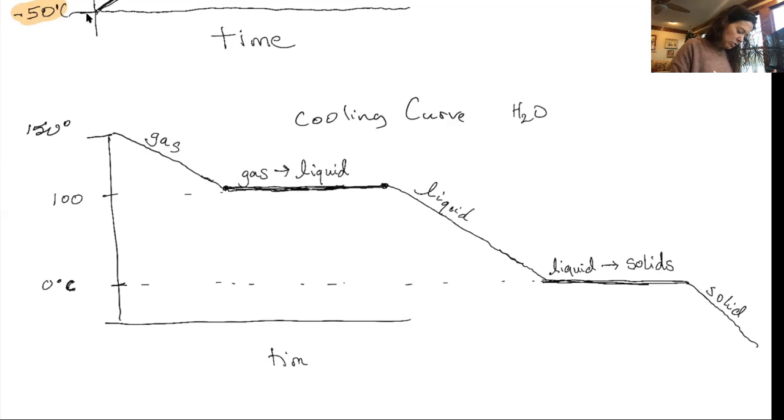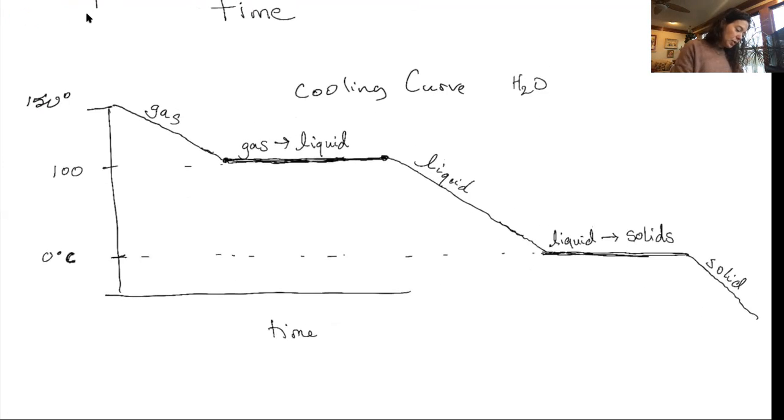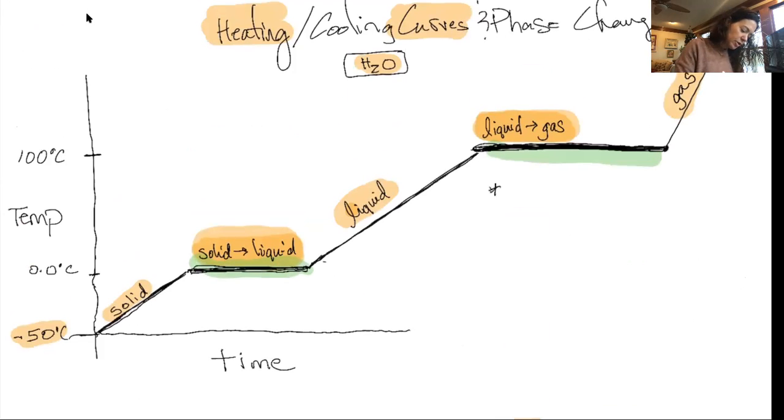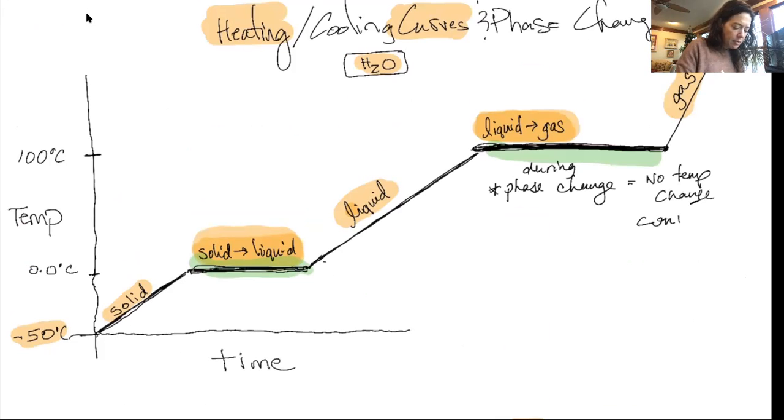So here's your time. So that is your cooling curve. Now, it's not always for water, but what you know is that wherever you have the flat portion is your phase change, right? And what you know is during the phase change, there's no temp change. That's right, during phase change, no temp change, constant temp, right? What do we say? The heat is going towards overcoming those intermolecular forces.